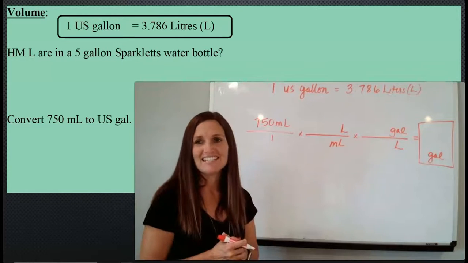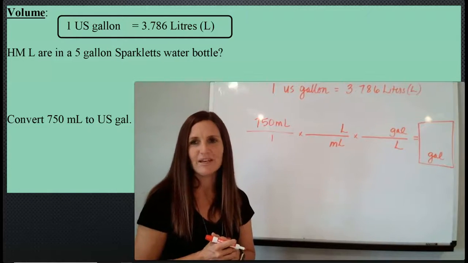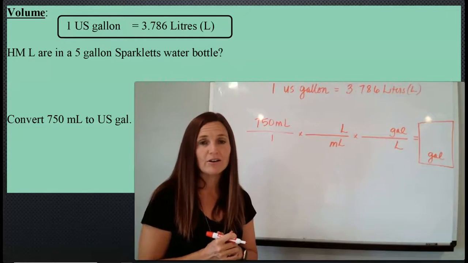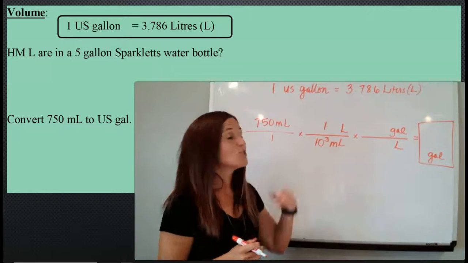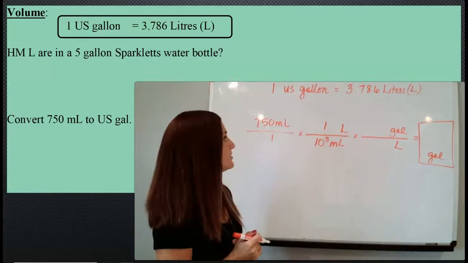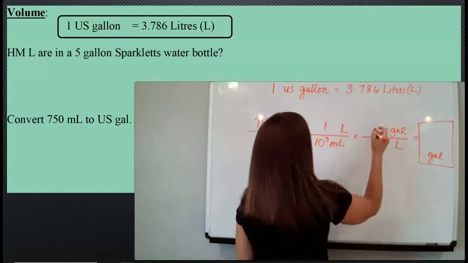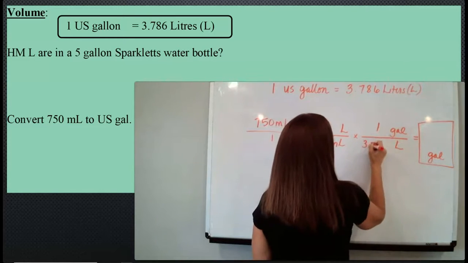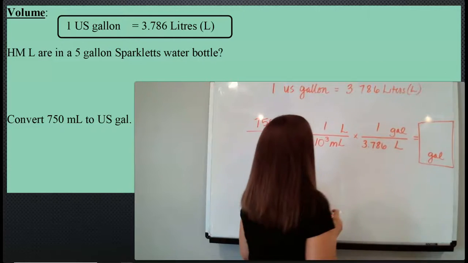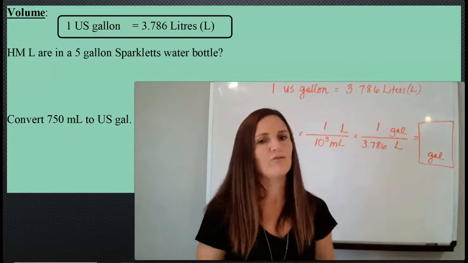Milliliters to liters, this is a lookup on your chart. So I'm going to give you guys a second and I want you to tell me, what is the conversion factor from liters to milliliters? Great. So 1 liter is equal to 10 to the 3 milliliters, or 1,000 milliliters. And then we put our conversion factor in for gallons. So 1 gallon is 3.786 liters.